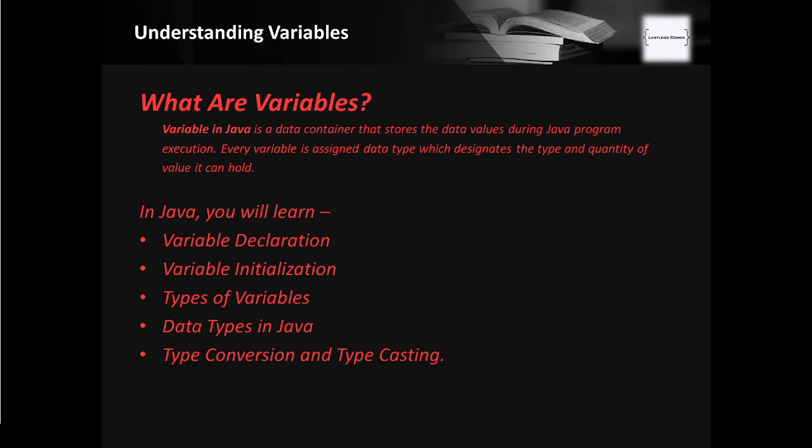What are variables? In programming, a variable is like a container that holds data. Think of it as a storage box where you can keep a piece of information inside the box. The data stored in a variable can be changed or updated as your program runs. In Java you will learn about variable declaration, variable initialization, types of variables, data types in Java, type conversion and typecasting. So move on to the next slide.